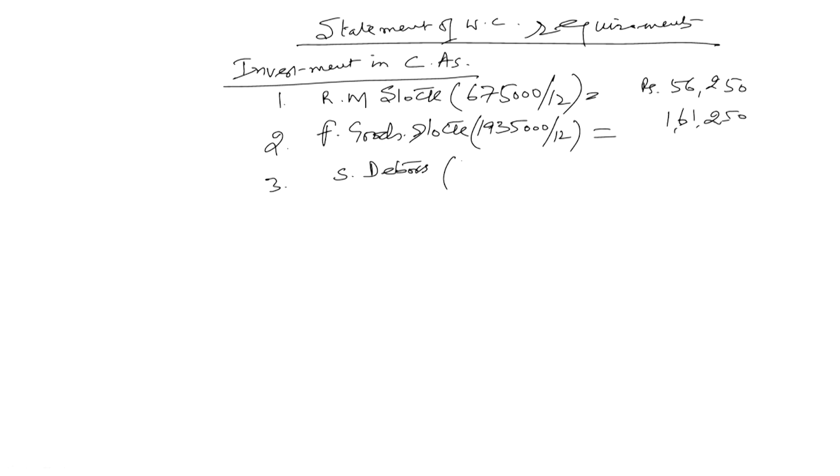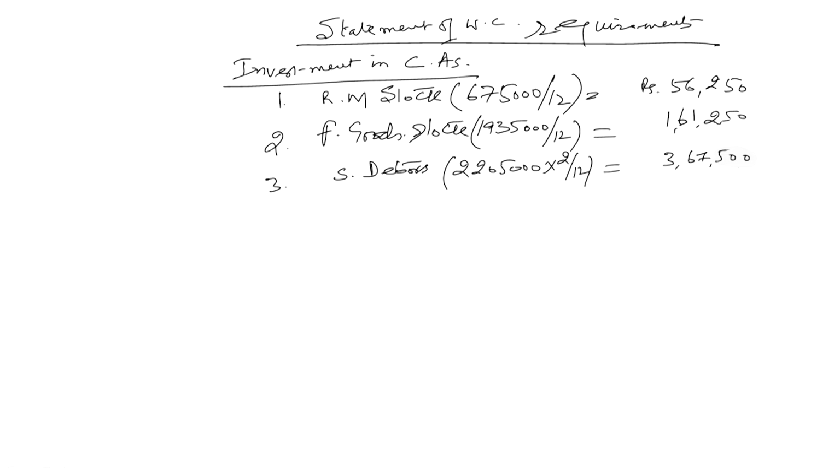This is 2,205,000, 22 lakh 5,000. We have calculated this cost already, and it is for how much period of time? For 2 months. If you calculate 2 by 12, this cost works out as how much? This is 367,500. This is the investment in the debtors.